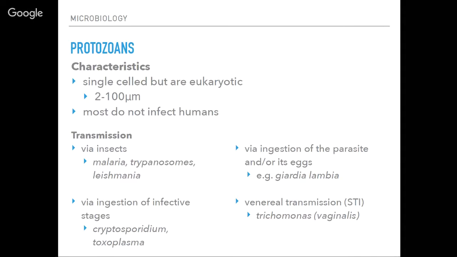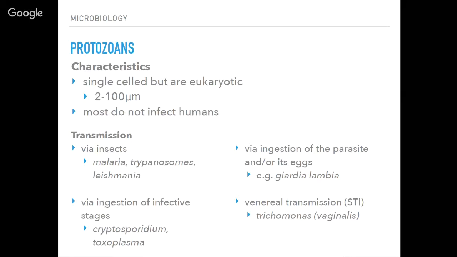Protozoans. These are single-celled, but they are still eukaryotes. A lot of people mix them up with bacteria, but they're not. What they do is that they infect generally via insects, or if you ingest their eggs. So insects: malaria, the most common one, you've all heard of it, trypanosomes and leishmania. Then there's infective ones. Toxoplasma, you literally get through cat feces.